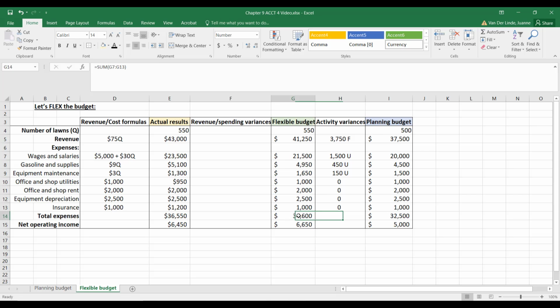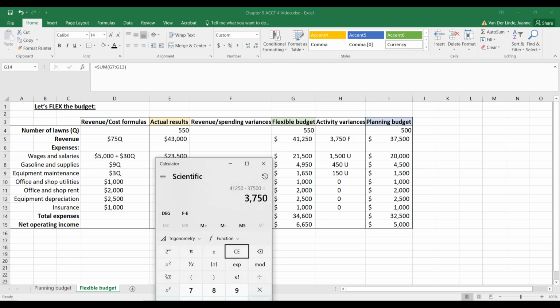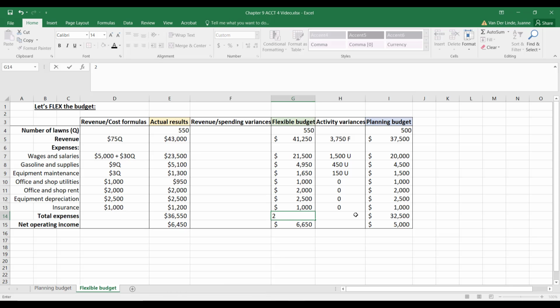But what about our total expenses? We can do the total amount as well. So we should have spent $34,600 on total expenses, but we only planned to spend $32,500. So there's a variance there of $2,100. Is that favorable or unfavorable? Well, it's unfavorable because the amount that we should have spent is more than what we planned to spend. When it comes to expenses, when that is higher, it's unfavorable.